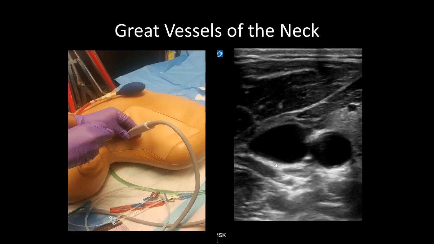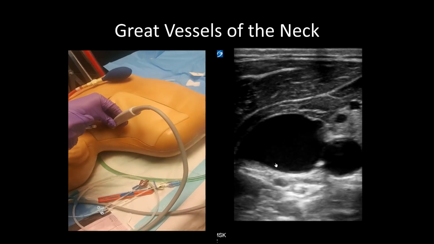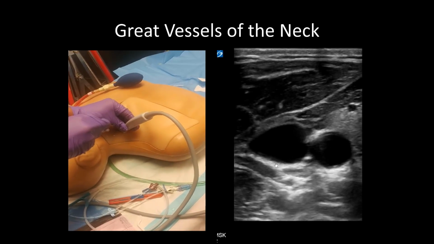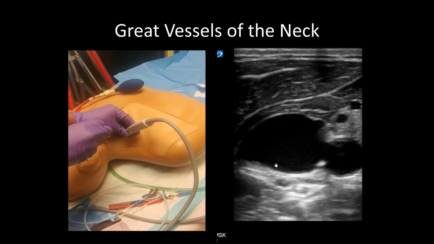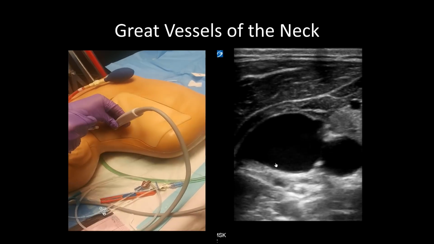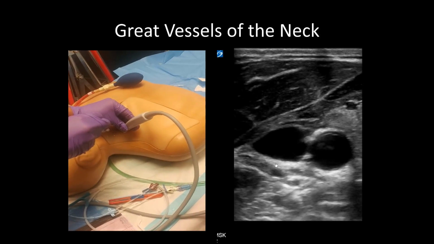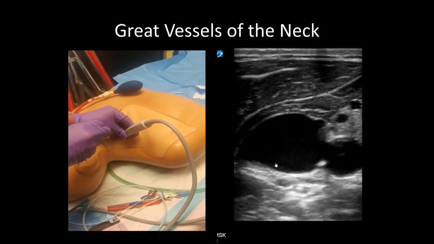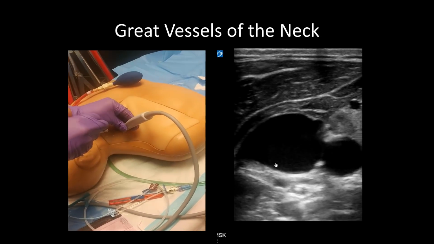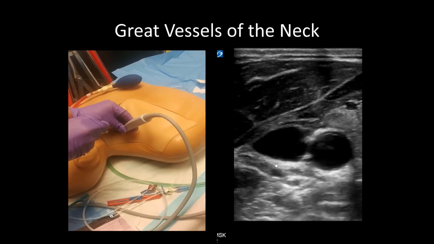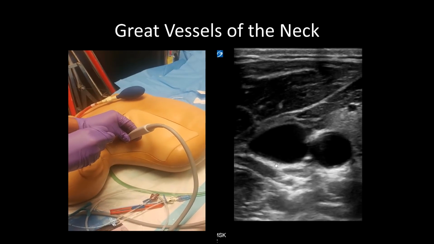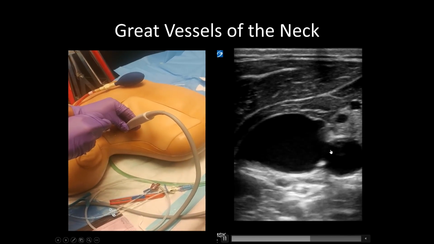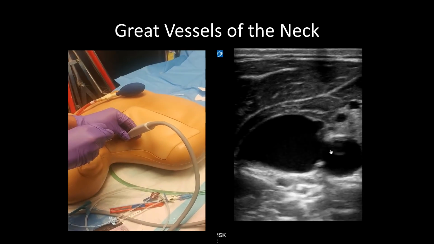What we will do is start at the head of the SCM and sweep down towards the clavicle to interrogate the IJ from the most cephalad to the most caudal portion, compressing the IJ intermittently throughout this interrogation to ensure that there is no clot and that the IJ is patent. The carotid artery can be seen here, just medial to the IJ.